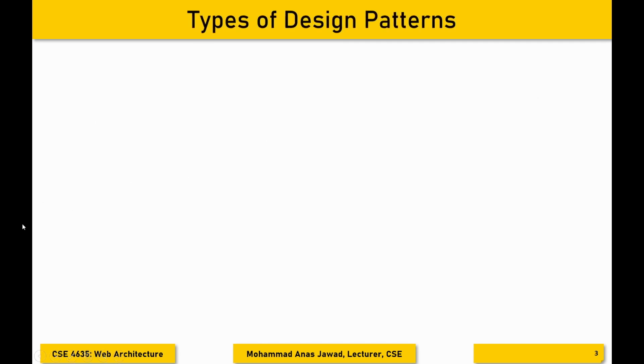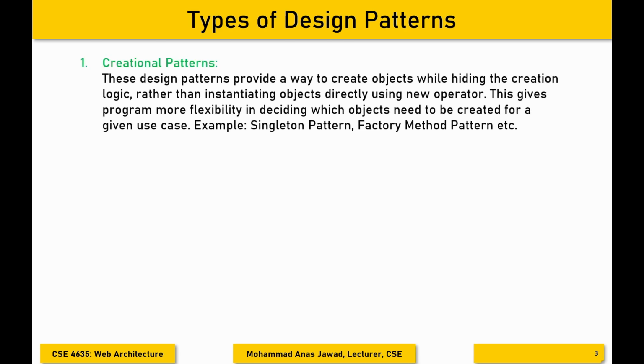Now, depending on the different kinds of problems that programmers face in software development, there are different categories of design patterns. The creational patterns are concerned with the way objects are created while hiding the creation logic, rather than instantiating objects directly using the new operator. So creational patterns are concerned with the ways we can create objects while hiding the complexity of how those objects are going to be created. This gives the programmers much more flexibility in deciding which objects they need to create for which specific use case. Some examples of creational patterns are the Singleton Pattern, Factory Method Pattern, and so on.